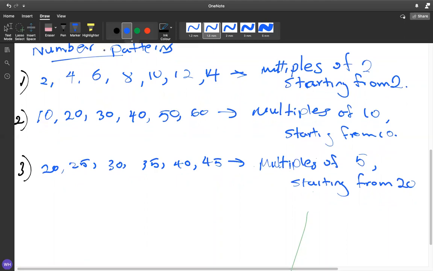Okay, I will write you another number pattern and I want you people to describe that pattern. You have to write what this pattern is. Okay.